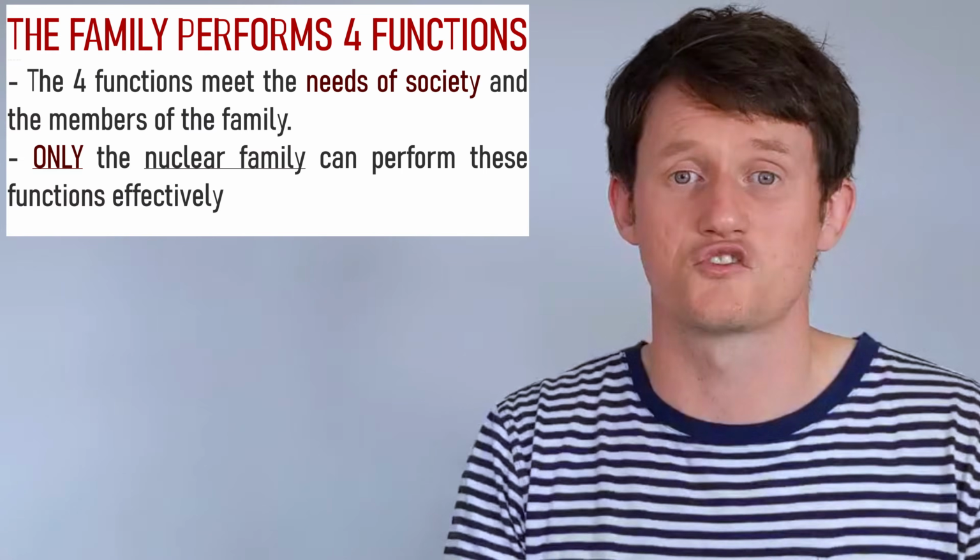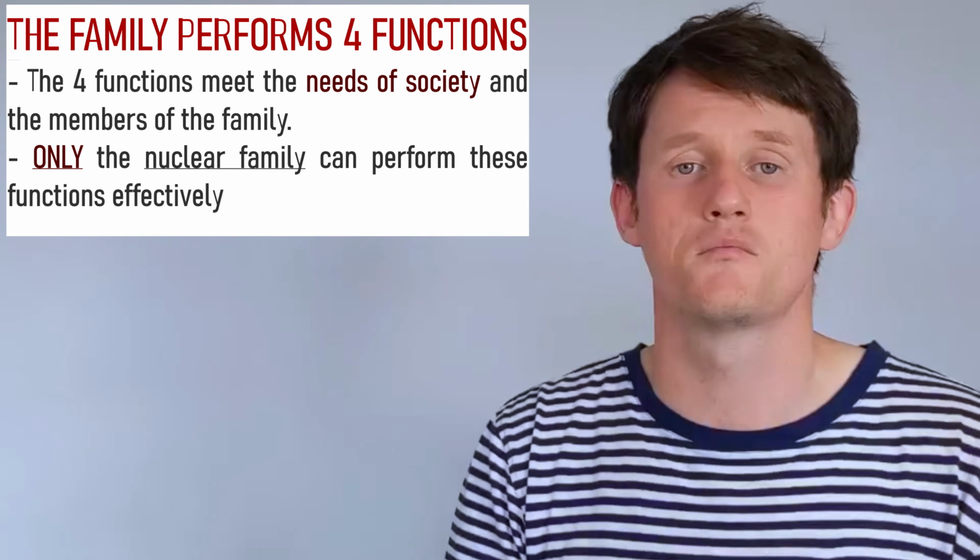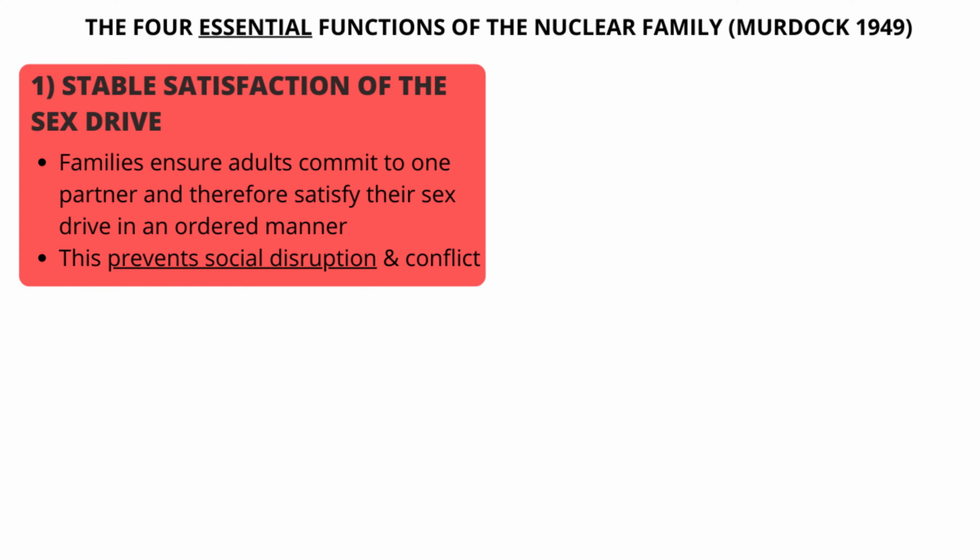And he said it was an essential building block because it performed 4 functions that only the nuclear family could perform. Now, the first function was stable satisfaction of the sex drive. Adults who are in a nuclear family, they're in a committed relationship that stably satisfies the sex drive. If they weren't in that relationship and adults were all seeking sexual fulfillment all over the place, that would be very chaotic, it would be disorderly, it might promote conflict.